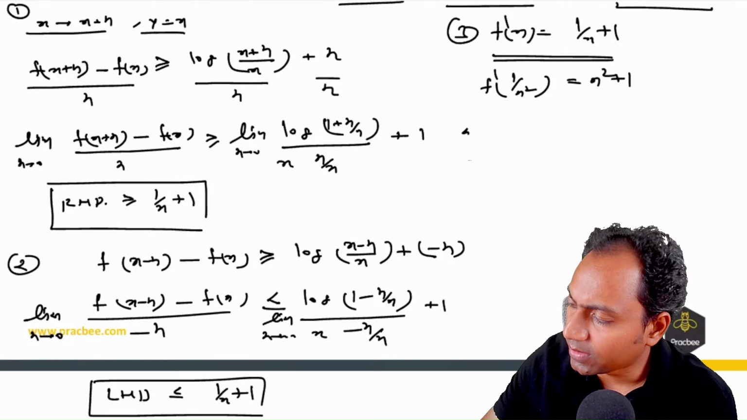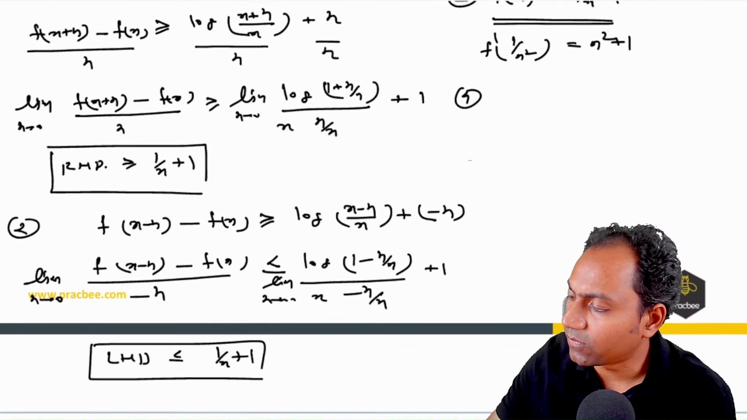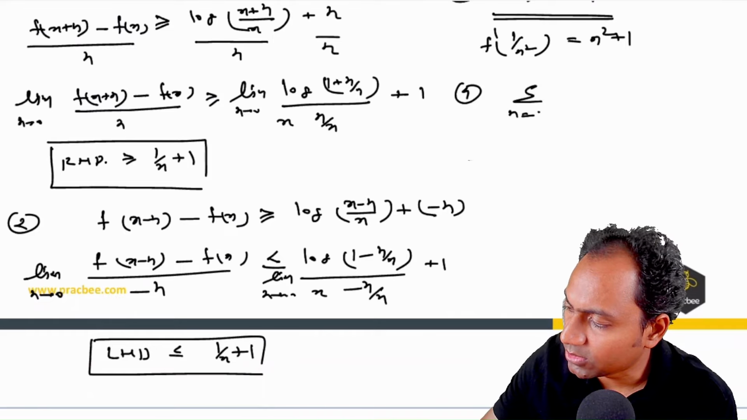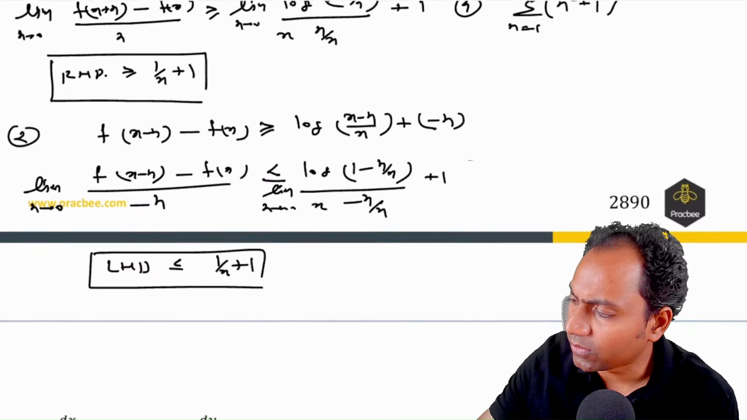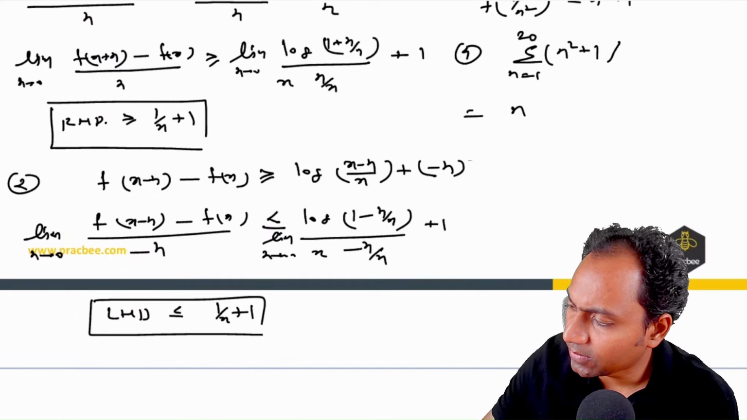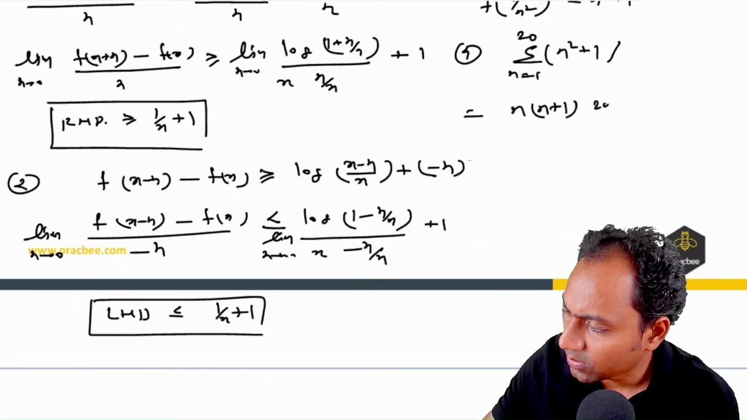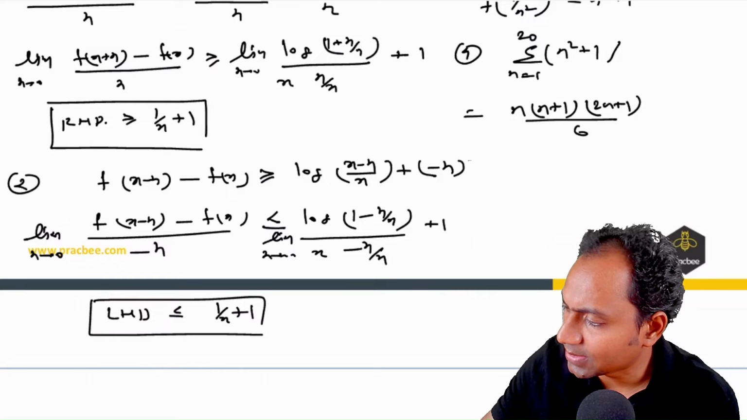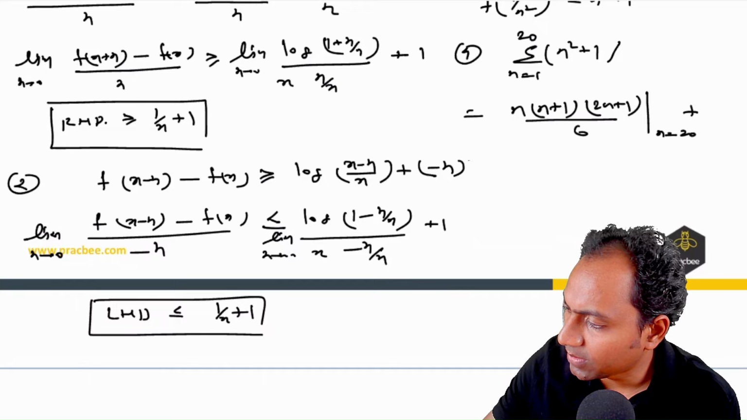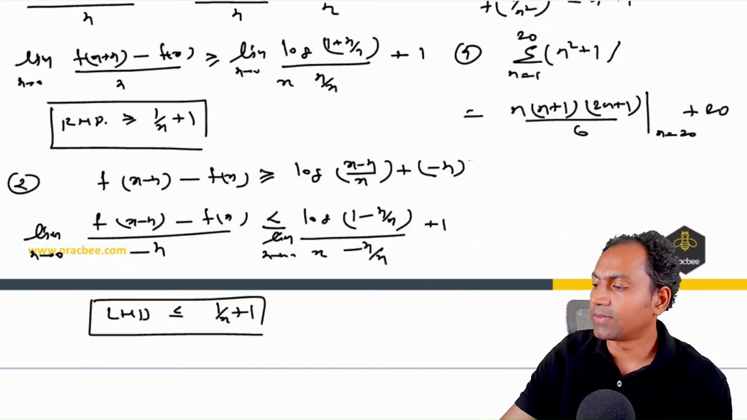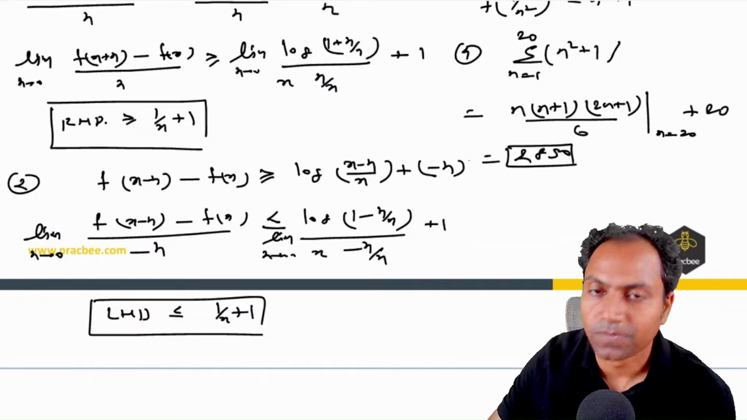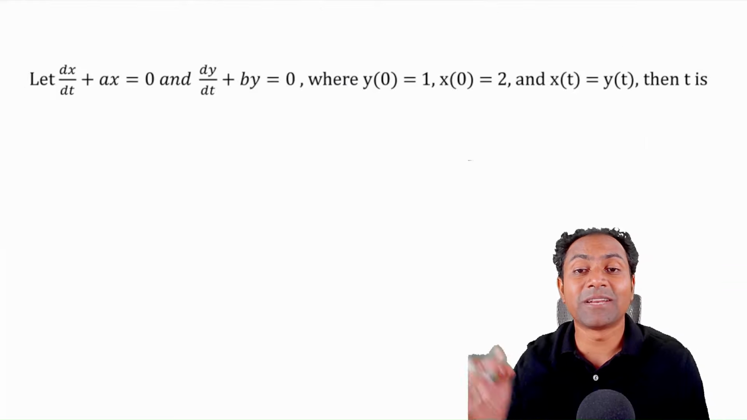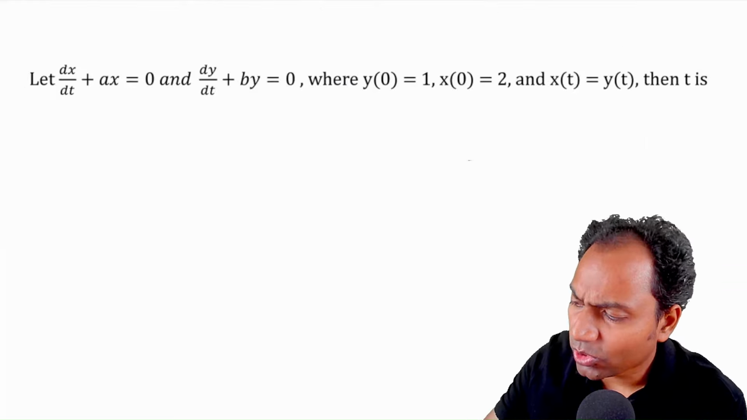And in the fourth part, what they're doing is they are taking summation from 1 to 20. So if I apply n equal to 1 to 20, n square plus 1, we have a formula for this part. It is nothing but n into n plus 1 into 2n plus 1 by 6. And we can put here n equal to 20. If I put the values, the answer comes out to be 2890. Now this is an extremely simple question, and one should look out for such questions in the paper.